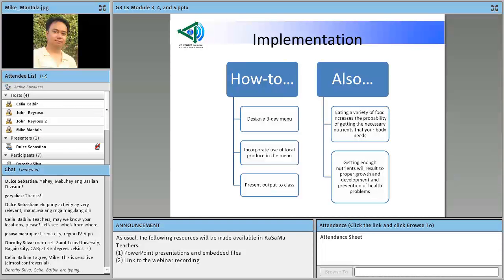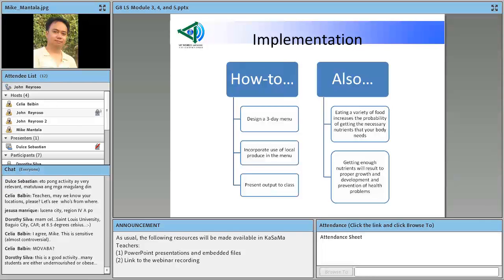So, it's actually a very simple activity. They design a 3-day menu. They incorporate use of local produce, whatever is available in their community. Mga gulay, mga prutas na readily available in their community. They incorporate that in the menu that they're going to design and present their output in class when they're done with it.